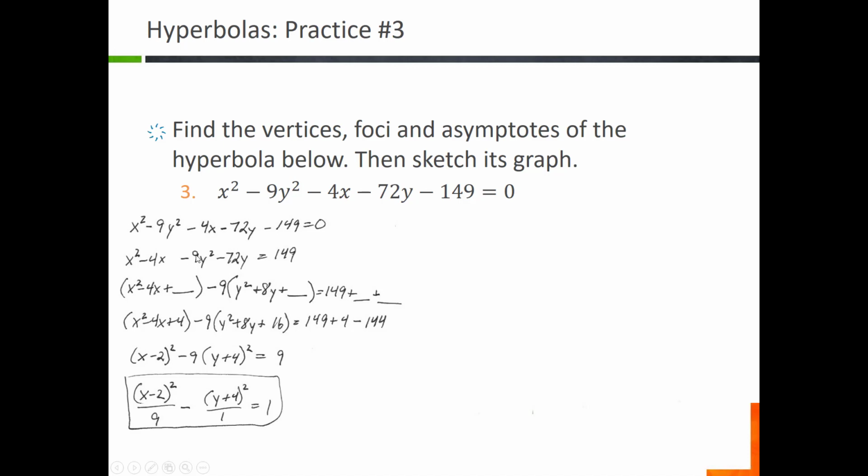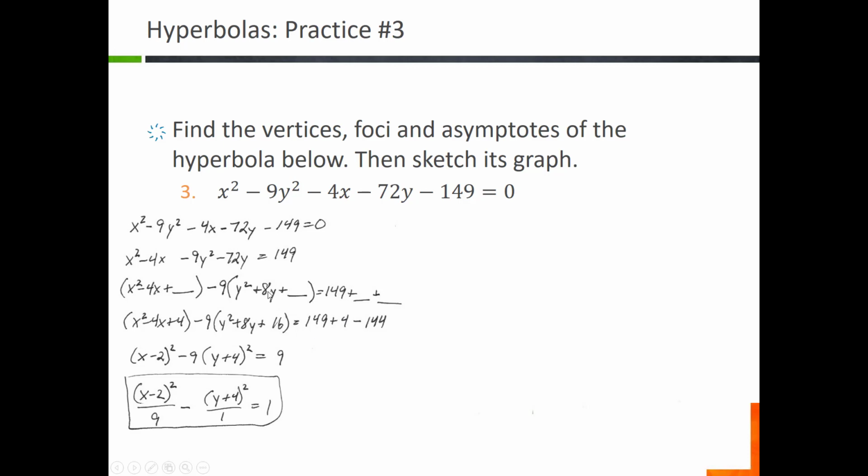Notice with the y's we have a -9, so we have to factor that -9 out front. When you do that, you have to factor it out of both the y squared and the y term. So we have a -9 out front times the quantity y squared plus 8y. Then again, we have to figure out what numbers to add to each of our variables. For the x's, we take this 4 and divide it by 2, which is 2, and we square it, so 2 squared is 4. So we add a 4 here, and we add a 4 on the right side as well.